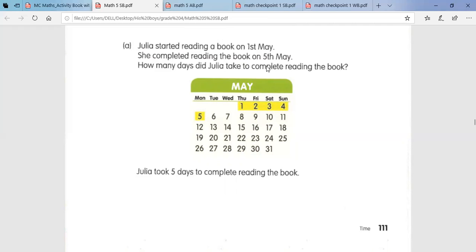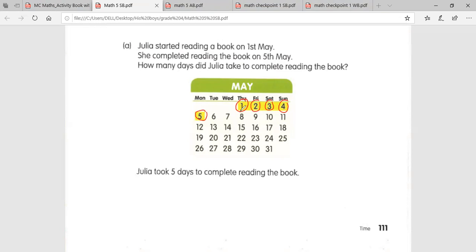Monday, Tuesday, Wednesday, Thursday, Friday, Saturday, Sunday. You just count from 1, 2, 3, 4, 5. She started reading the book on 1. So count from 1 until you reach 5. You have to bring a calendar, or you know the calendar, and we can count from 1 to 5 and so on.